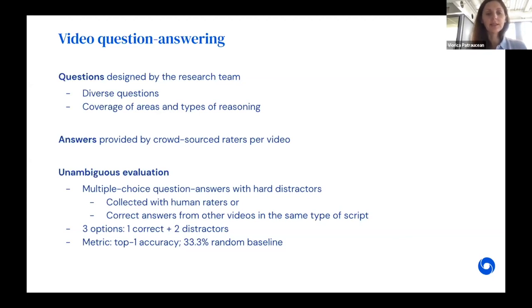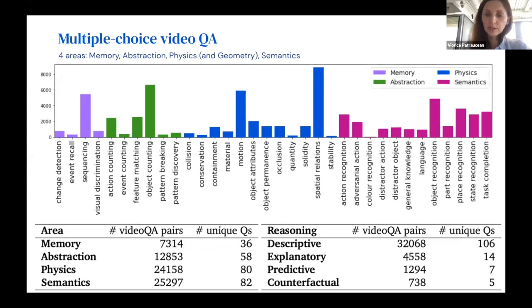Each question in the data set has 3 options. So 1 is correct and 2 are distractors. And as metric, we use top 1 accuracy. So a random baseline would obtain a 33% accuracy.